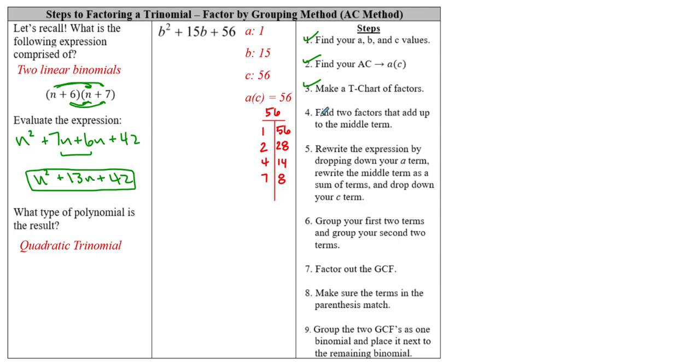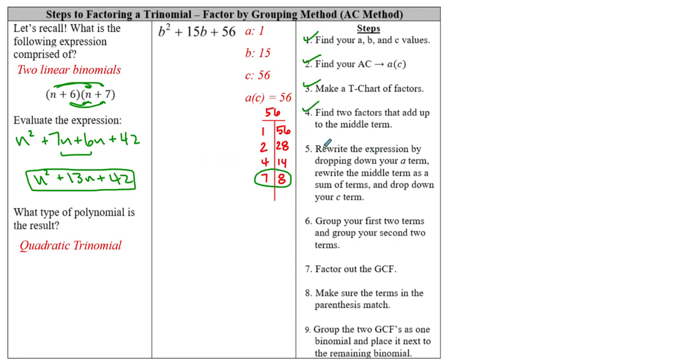Step 3 complete. Now it wants to find 2 factors that add up to the middle term. If we look here, 7 and 8 are going to add up to 15, so that is what I'm looking for. That is going to be my middle term.